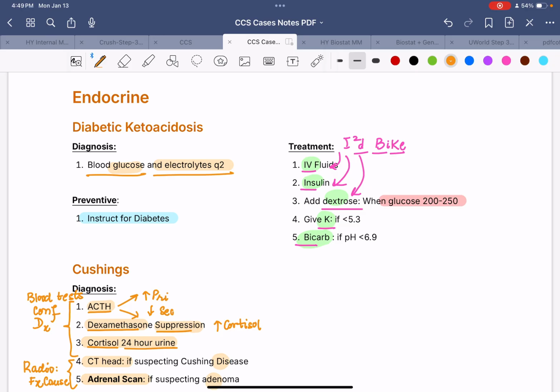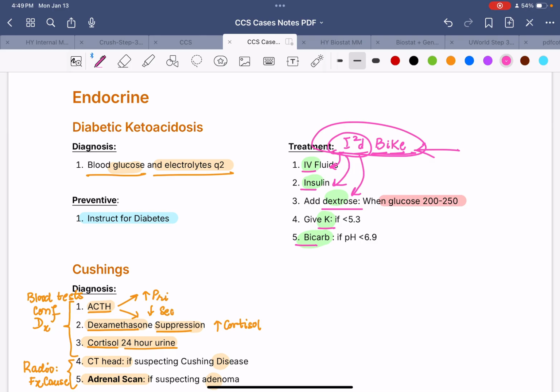Now in the treatment, I have made a mnemonic so that we don't forget it, because diabetic ketoacidosis again is one very serious condition, and at the same time it's a very common condition to be encountered, and a very important condition. Therefore, you cannot miss any of these steps. Therefore, I made a mnemonic of BIKE. So BIKE: there are two I's, then D, and then B and K.